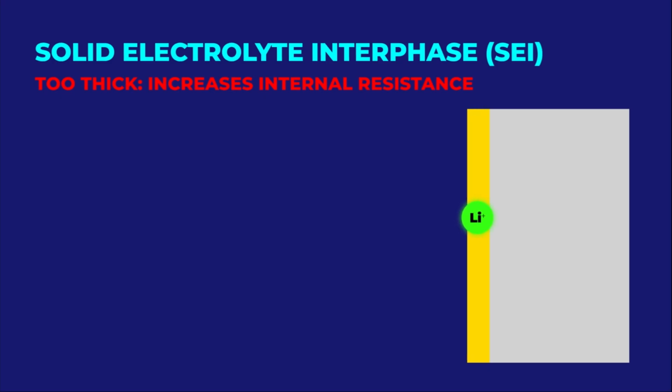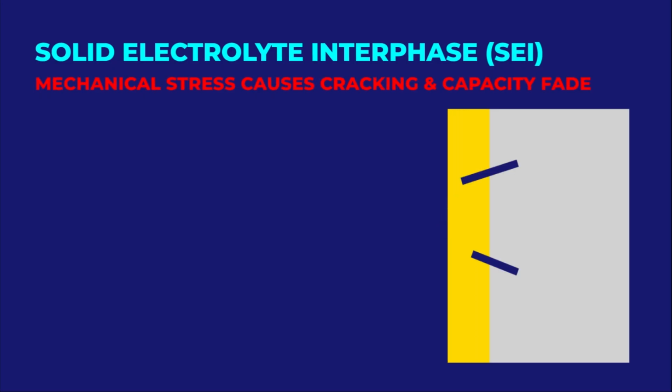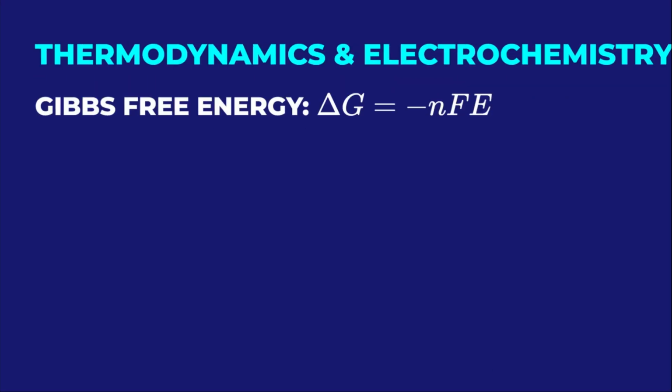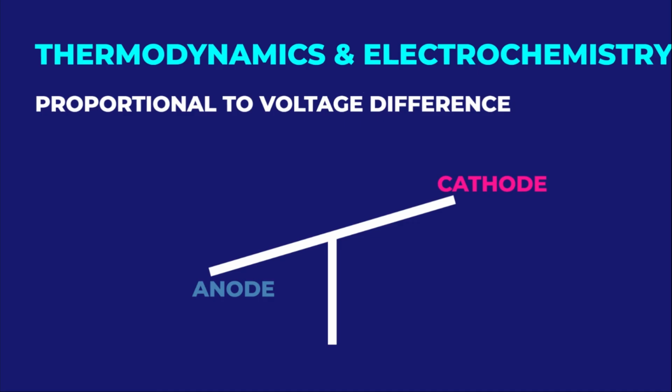However, if the interface grows too thick, it increases internal resistance and slows down ion transport. Mechanical stress from the expansion and contraction of the anode can crack this layer, leading to more electrolyte consumption and capacity fade. Controlling the chemistry and morphology of this interface is a primary focus for improving battery longevity and fast charging capabilities. The energy a battery stores is determined by the Gibbs-free energy change of the overall chemical reaction.